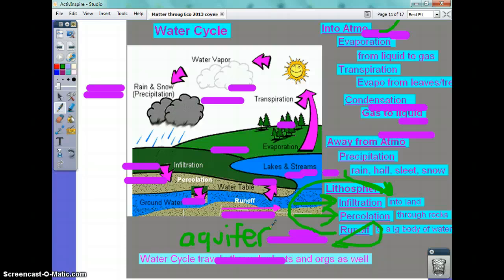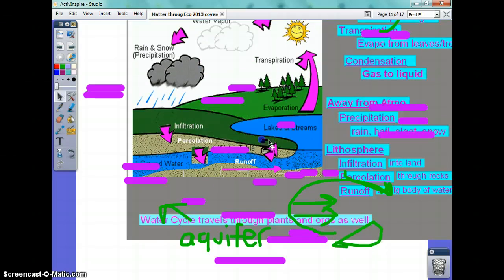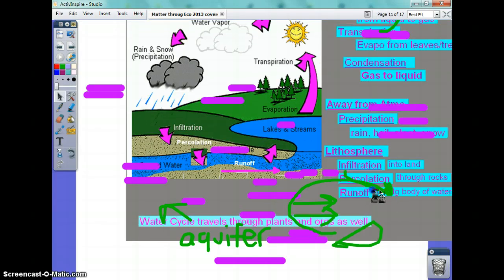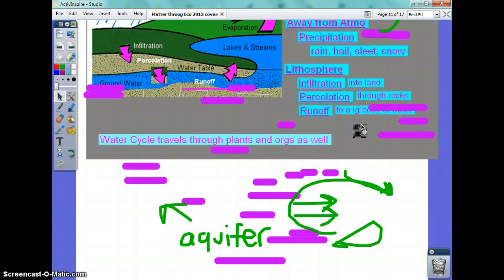Come on, Brandon. Aquifers are underground rivers, and I have a picture right here of groundwater, so you could just put it as groundwater, and you see it's flowing. I kind of tried to write the word runoff there and infiltration. Now, water cycles through plants and organisms as well, obviously, we're 70% water. And I also want you to know that the majority of the water on Earth is where? In the ocean.